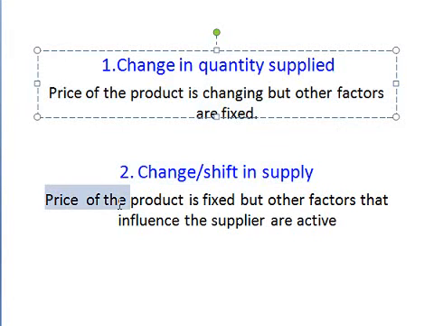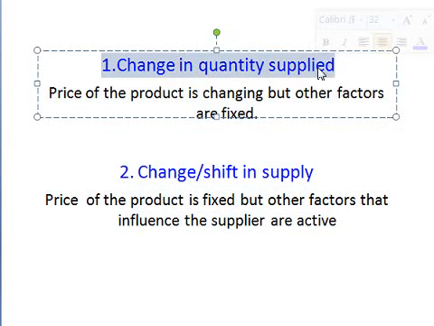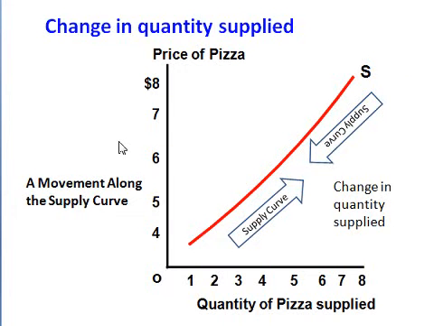And the second one, the change or shift in supply. Here the price of the product is fixed, but other factors that influence the supplier are in action. Okay, so first I talk about this one. What is the change in quantity supplied, and I can show it by a diagram.